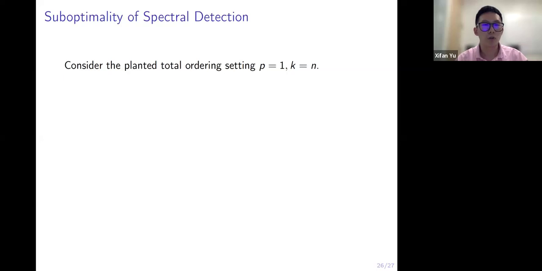Finally, we also showed that the spectral method does not work well for detection, and we consider the planted total ordering setting where we have p equals 1 and k equals n. When G is drawn from the null model, by standard random matrix theory, we know that the rescaled top eigenvalue of I times G converges to 2 in probability.